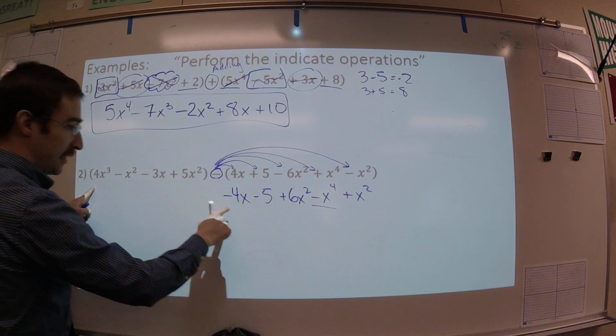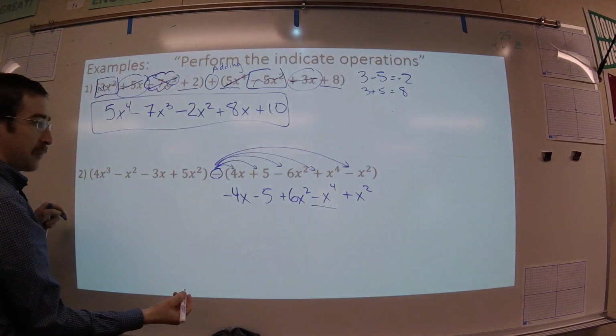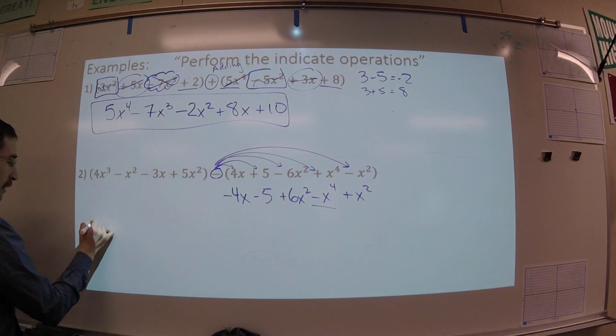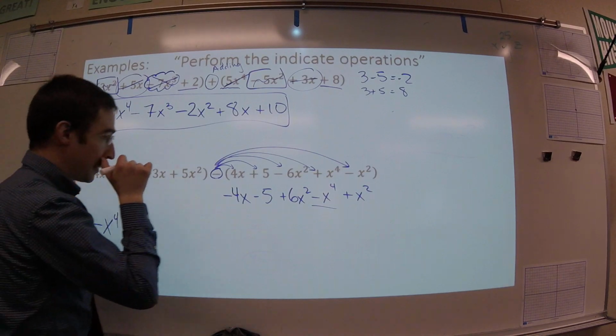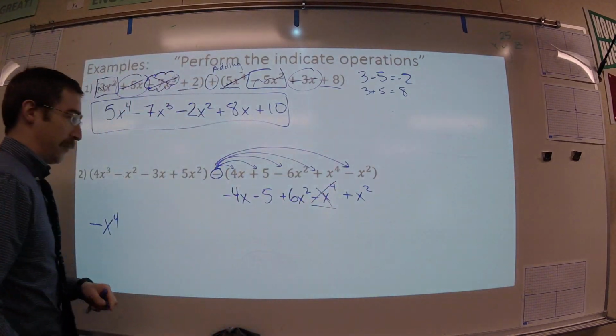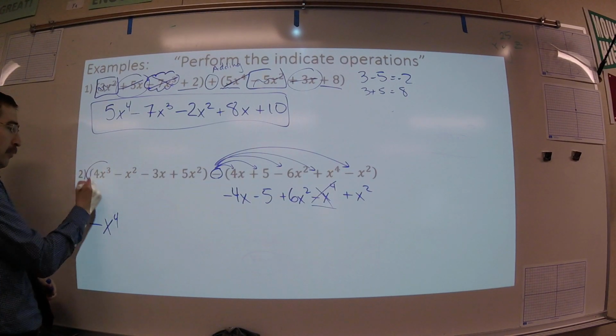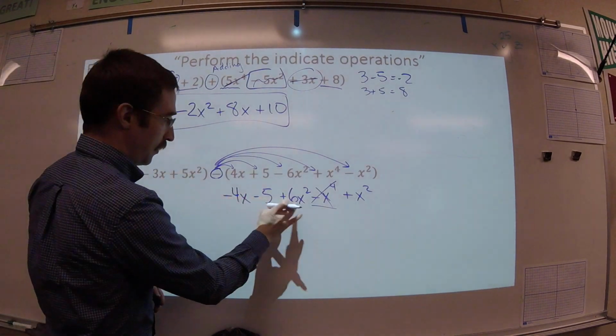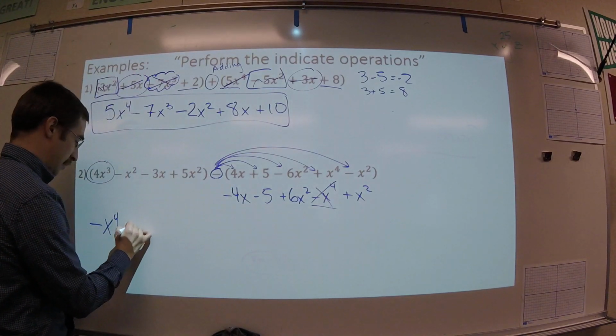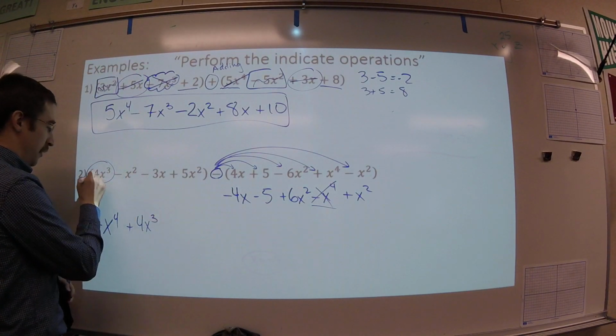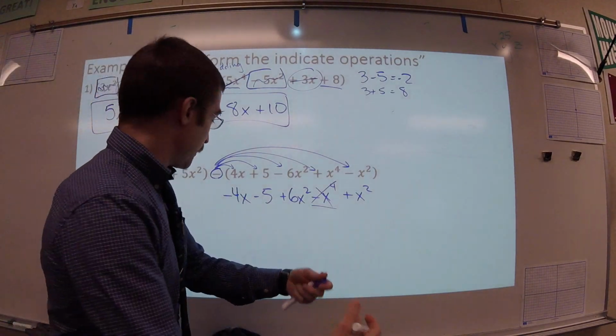It doesn't match with any of these, doesn't match with any of those. So here we go, negative x to the fourth. And we disregard that now. All right, x to the thirds. Oh, that's right here. Anything else? Nope. So here we just go plus 4x to the third, because it's positive, so it's plus.